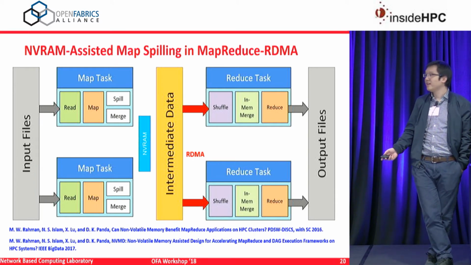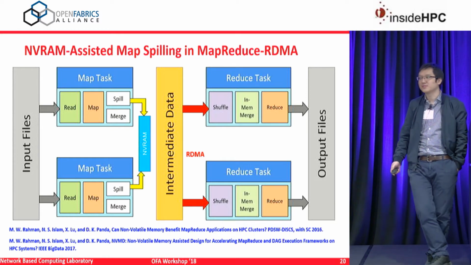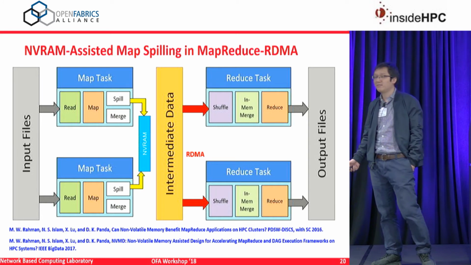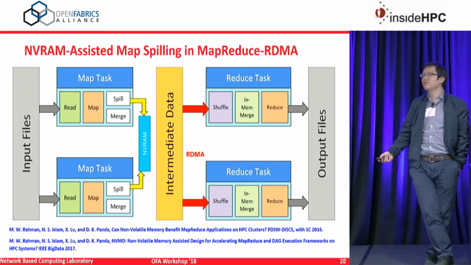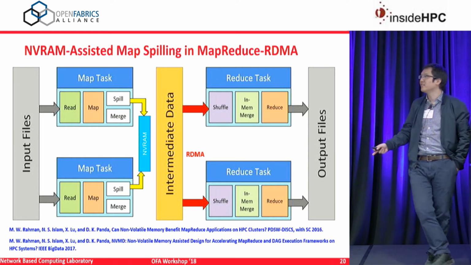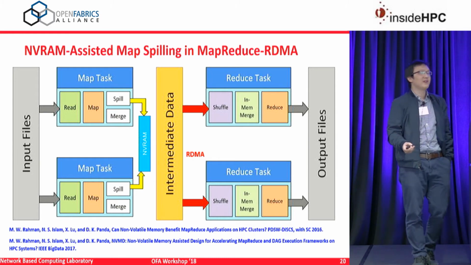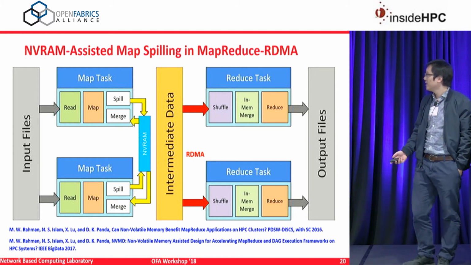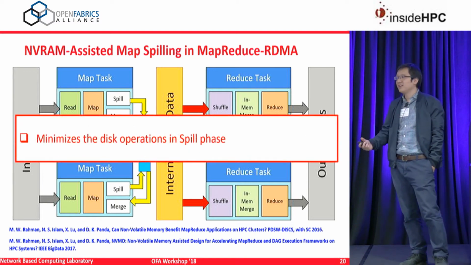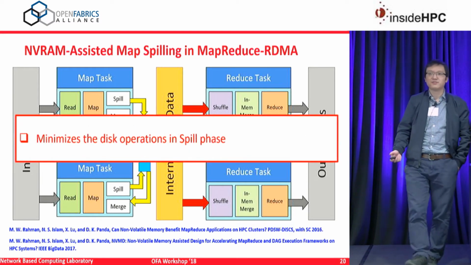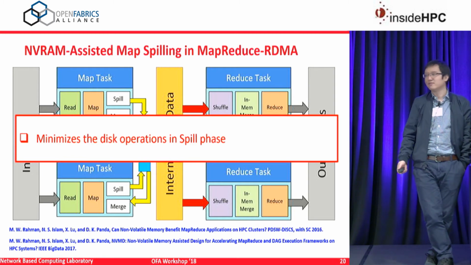If you have NVRAM here, instead of flushing that data to the disk, you can directly use NVRAM to save those map outputs, right? And then this NVRAM becomes byte addressable. So later on in the reduce phase, you can directly do an RDMA read to get this data from the map phase. That's how you can utilize NVRAM efficiently in the MapReduce engine. With this, you can minimize the disk operations, especially in the spill phase. So that gives you a lot of benefits as well.